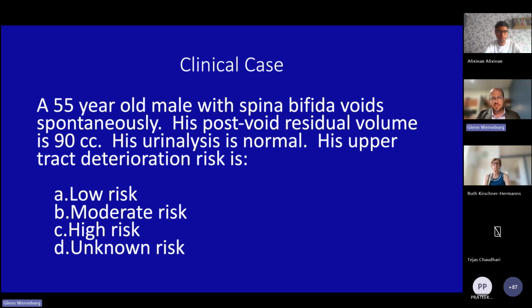Here's a couple of questions here. I think that they'll wind up illustrating the points and also prepare you for the quiz later. A 55-year-old male with spina bifida voids spontaneously. His post-void residual volume is 90. His urinalysis is normal. His upper tract deterioration risk is what?